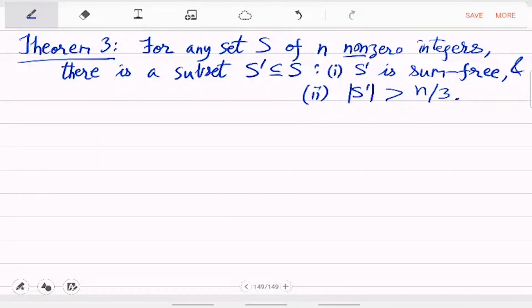So for every set of integers, obviously you want to avoid 0, so non-zero integers. Actually in this case you can also include 0 because we are only talking about the existence of a large subset, so it won't matter. Anyway, every set of integers has a large subset that is sum free. Right, so why n by 3? Why not less? Why not more? This I leave as an exercise. Is n by 3 optimal?